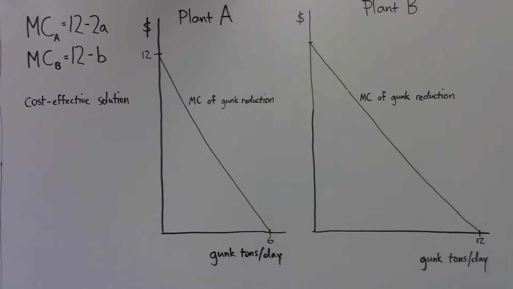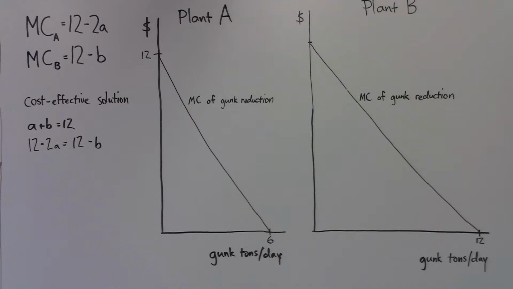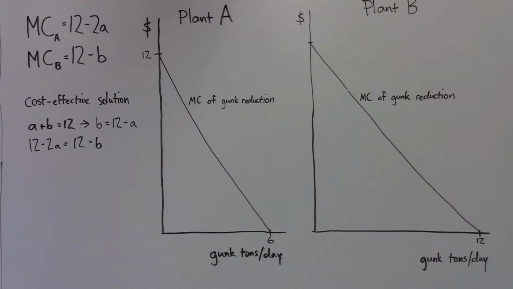The cost-effective solution would be for the two plants to emit a total of 12 tons of gunk per day, in such a way that the marginal cost of pollution reduction is the same for both plants. In other words, two equations must hold. A plus B must equal 12, and 12 minus 2A must equal 12 minus B. By substituting 12 minus A for B, we see that A equals 4 and B equals 8. For both plants, the marginal cost of reducing a ton of gunk is $4.